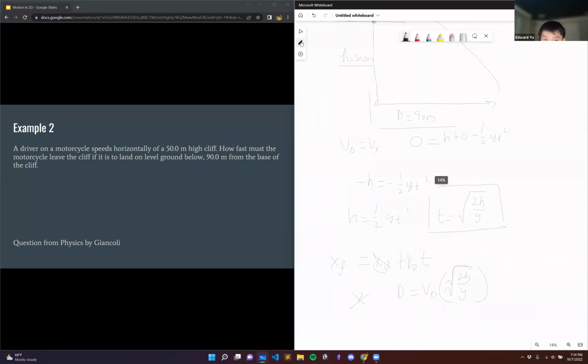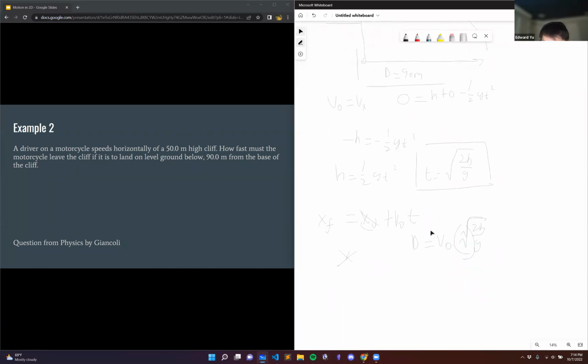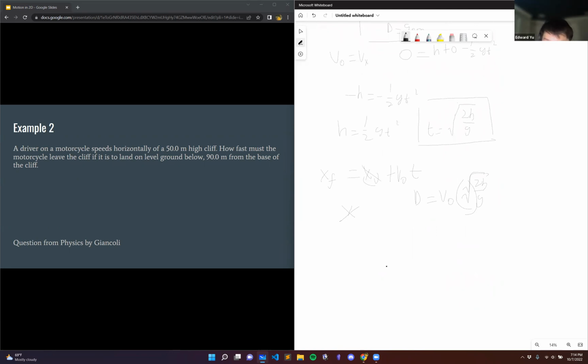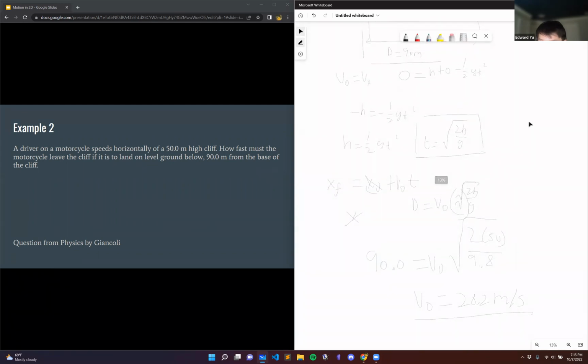Now we can plug in to find v. The d we know is 90 meters, and that is equal to v times root 2 times 50 over g, where I'm going to assume you know that g is around 9.8 meters per second squared. Then for v, you just divide, and it would be equal to 28.2 meters per second. You can check this work and message me if you don't understand it. So that's it.